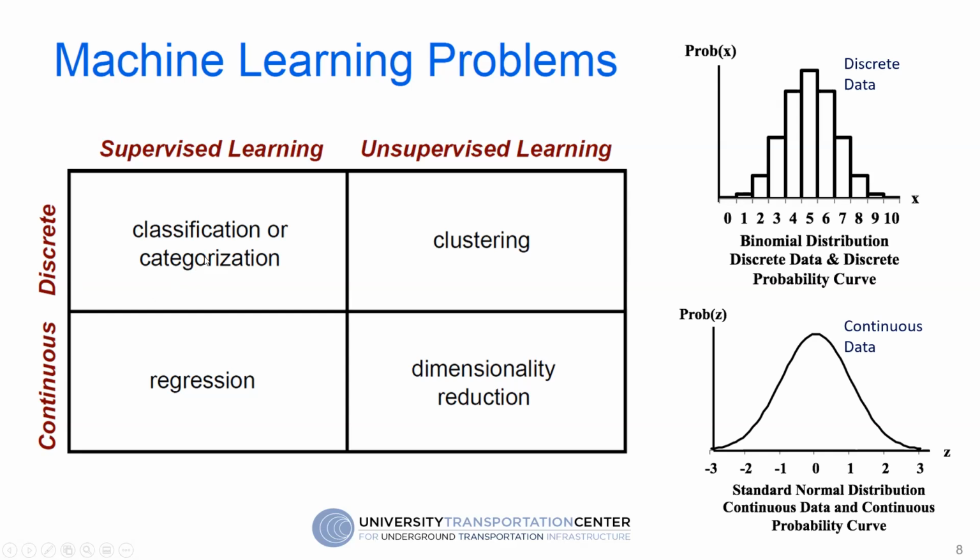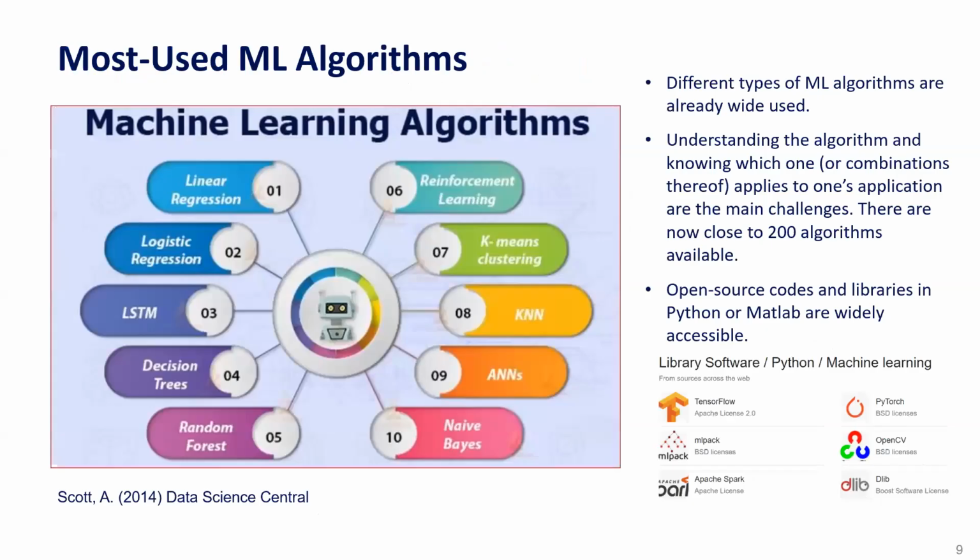If we have discrete data with supervised learning, the techniques that we deploy are classification or categorization. Unsupervised learning with discrete data, we could use clustering. We divide the data into different clusters. Continuous data: supervised learning, regression; unsupervised learning and continuous data, dimensionality reduction. So this is a very simple classification of ML algorithms.